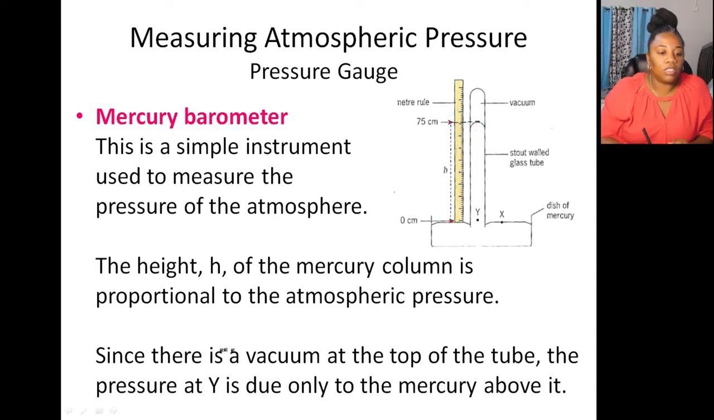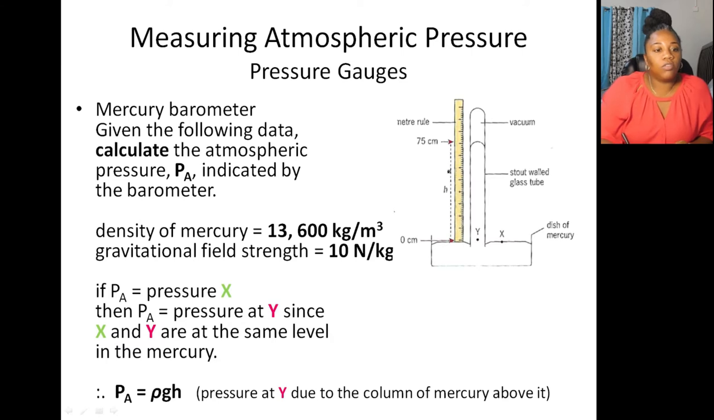Okay? So since there's a vacuum at the top of the tube, the pressure at Y is due only to the mercury above it. Right? So this is Y right here, and that's the pressure exerted right there. So the mercury barometer, given the following data, calculate the atmospheric pressure, PA, indicated by the barometer.